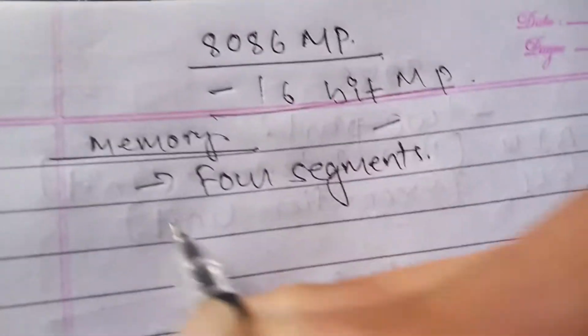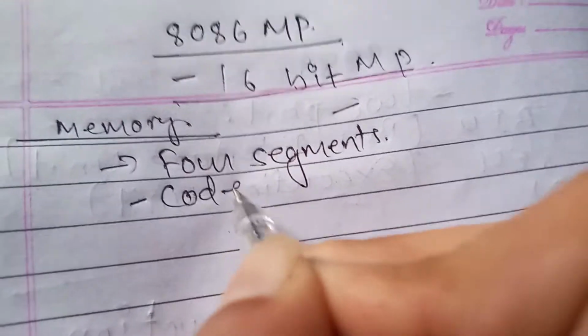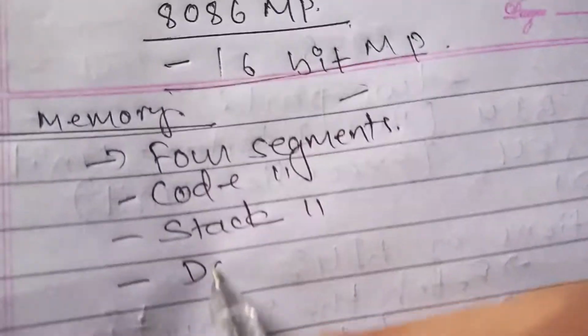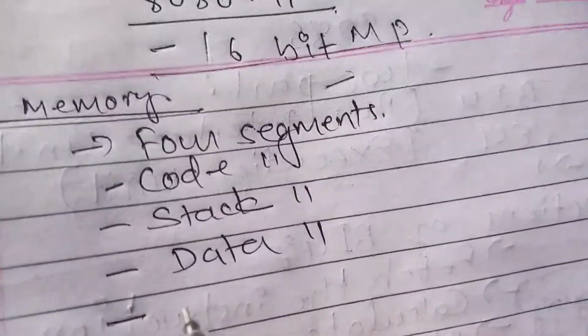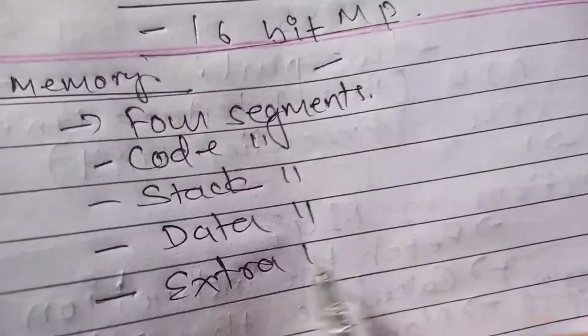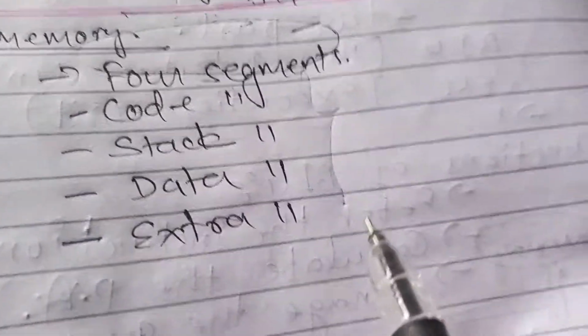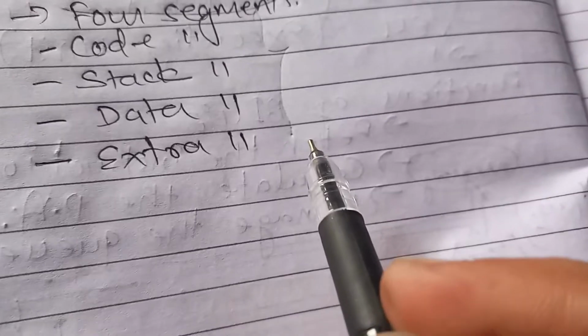Four segments, and they are code segment, stack segment, data segment, and next one is extra segment. Okay, this memory will be divided into four segments. That will be code segment, stack segment, data segment, and extra segment.